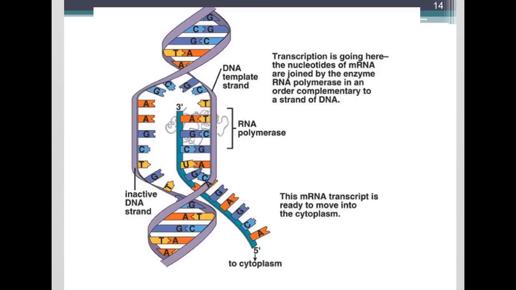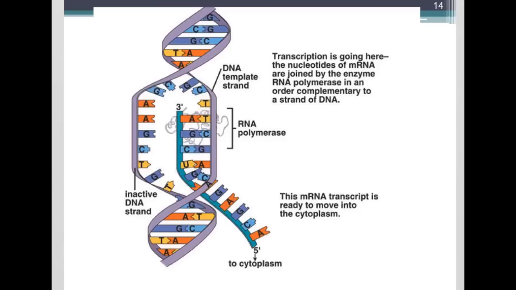This is just a different picture of transcription. I very frequently like to show students multiple pictures of things just so that, on a test or something like that, you might come across a different picture and you should be able to read that.